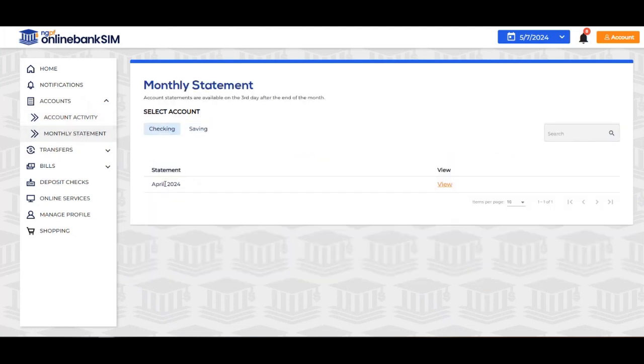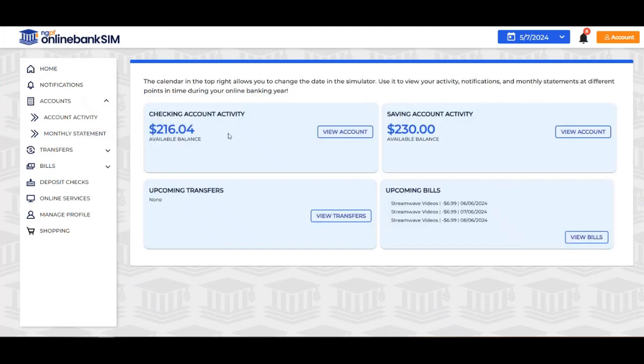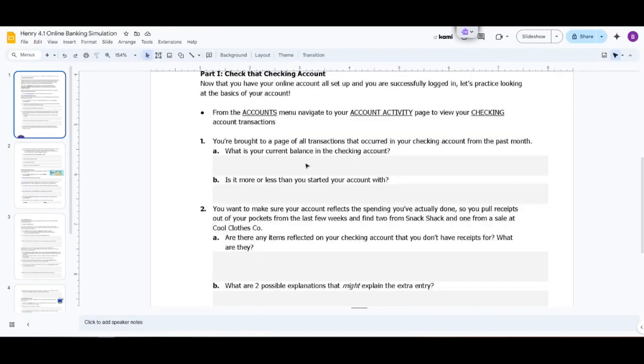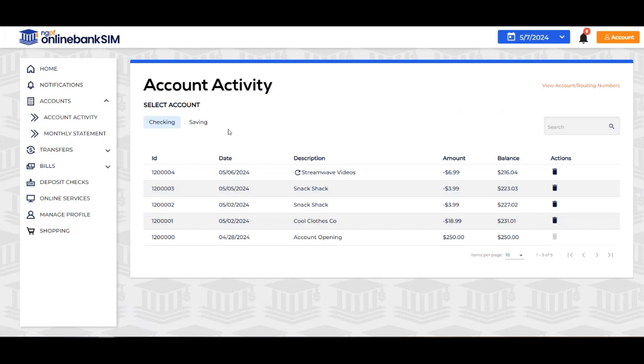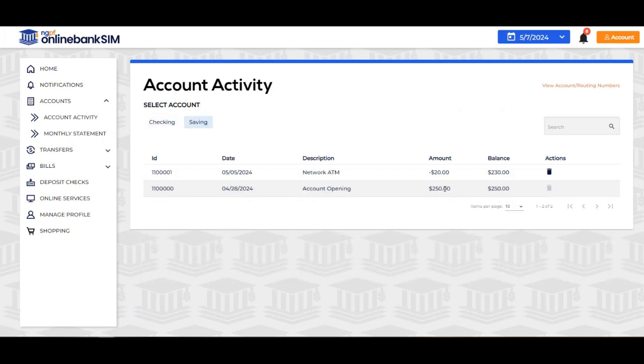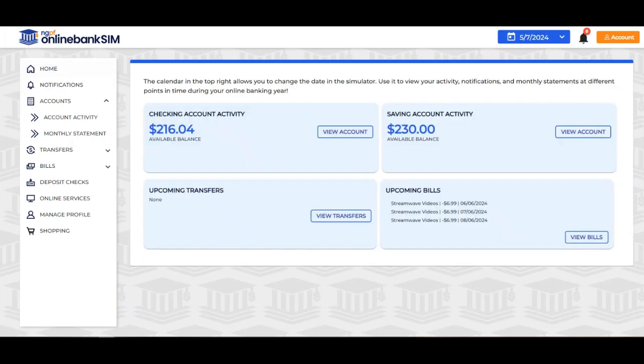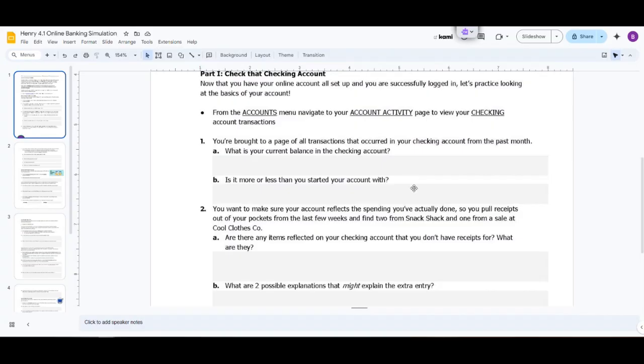All right. Also, as we go through this, if you need to look at a statement, there will be monthly statements for checking and savings as well that you can click. All right. Heading back to home, again, we can see that we have 216.04 in checking and 230 in savings. So as I go through this, it'll ask, what is your current balance for each? Is this more or less than what you started with? So in other words, again, if I go to view account, I opened with 250, so I have less now. In savings, similarly, I started with 250, so I have less.